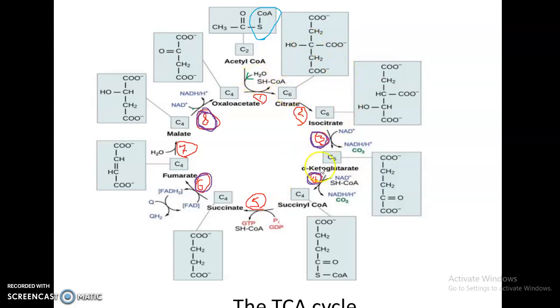Therefore, this is a cyclic process. There are 8 metabolites and an 8-step process. Here we can see the enzymes which are involved in each step. We will see this in the next few minutes.